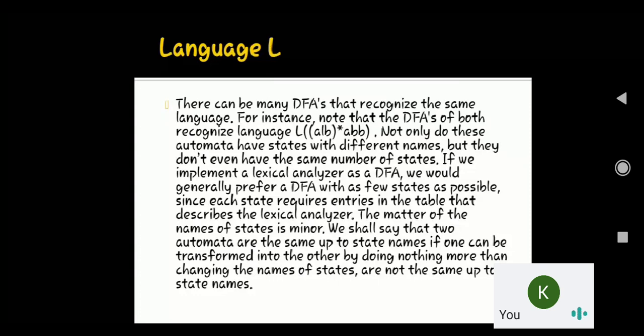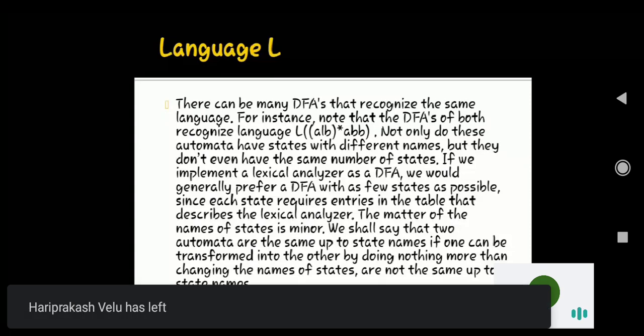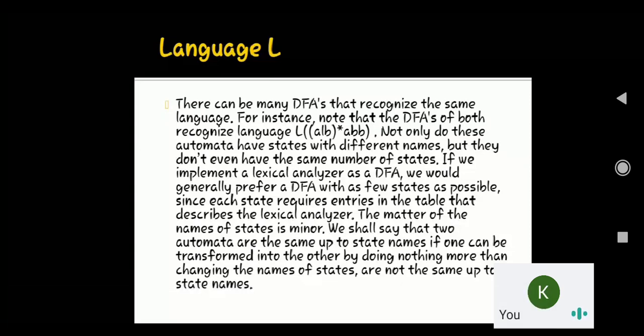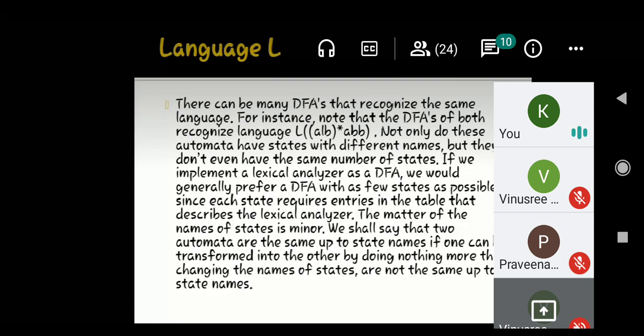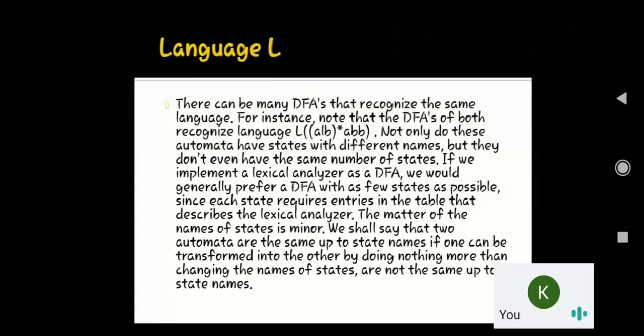Okay. And then there is a possibility that for each and every language, for each and every regular expression, you will have some minimum states of DFA. So you will have some minimum states of DFA over here. Okay. So you have some two diagrammatic representation.